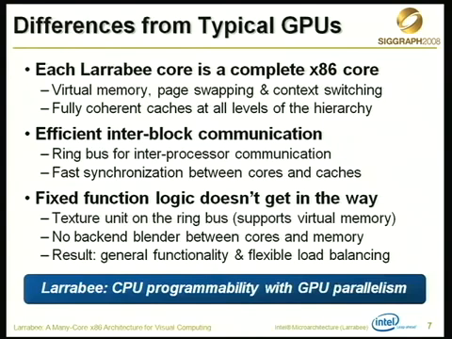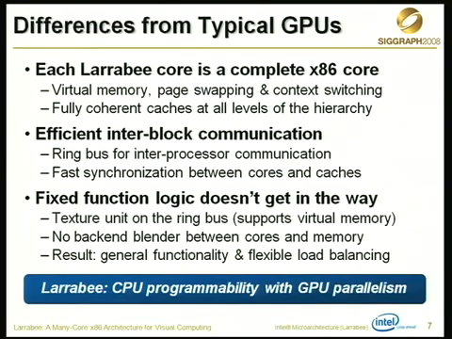First and foremost, each Larrabee core is a complete x86 processor with everything that implies. It supports virtual memory, page swapping, context switching. It supports fully coherent caches at all levels of the cache hierarchy and maintains the memory read-write ordering that's defined in the x86. Second, it supports efficient interblock communication by means of our wide ring bus. This is what we use to be able to implement the cache coherency. It also allows fast access between the cores and the small number of dedicated logic blocks in Larrabee.